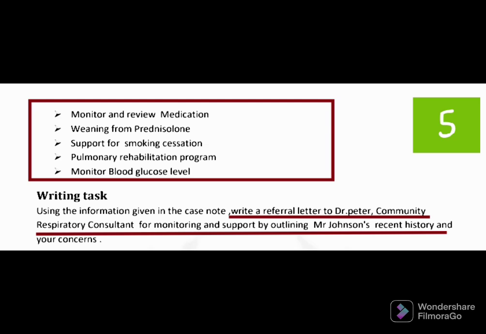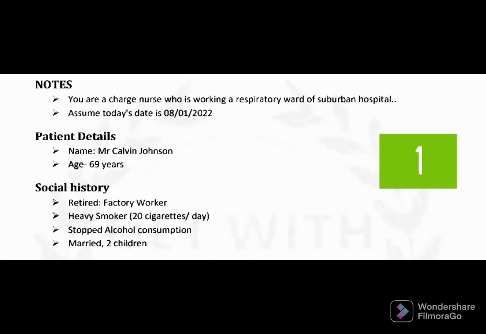You are a charge nurse working in a respiratory ward of a suburban hospital. Assume today's date is 8/1/2022. Patient details: patient name is Mr. Calvin Johnson, age 69. We will move to the social history. He is a retired factory worker and heavy smoker, 20 cigarettes per day, and his alcohol consumption ceased, which is not needed. And married, with 2 children, we can write.